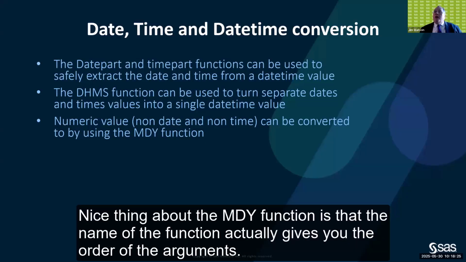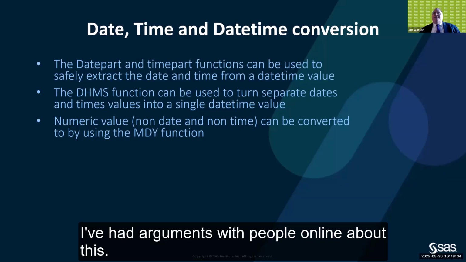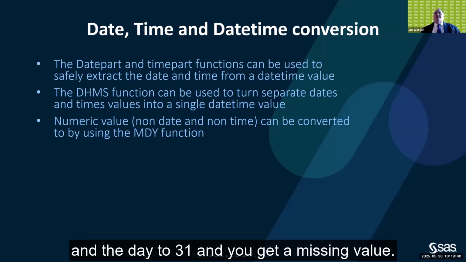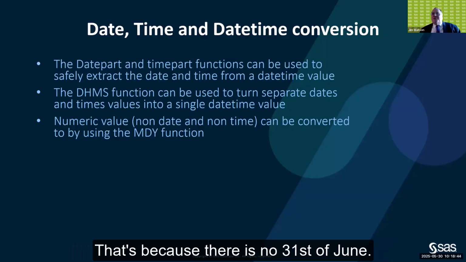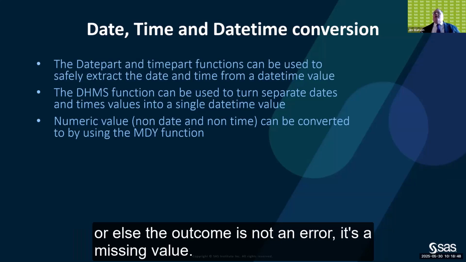The nice thing about the MDY function is that the name of the function actually gives you the order of the arguments. MDY: month, day, year. Just be careful with it. I've had arguments with people online about this. They don't understand why you can set the month to 6 and the day to 31 and you get a missing value. That's because there is no 31st of June. You do have to give these functions the correct values, or else the outcome is not an error, it's a missing value.